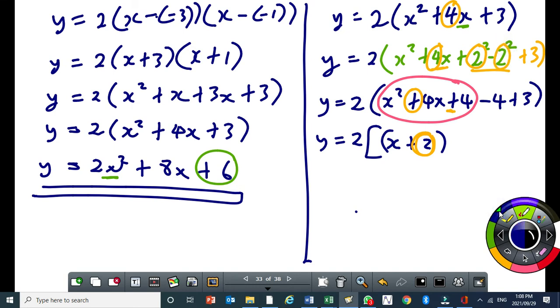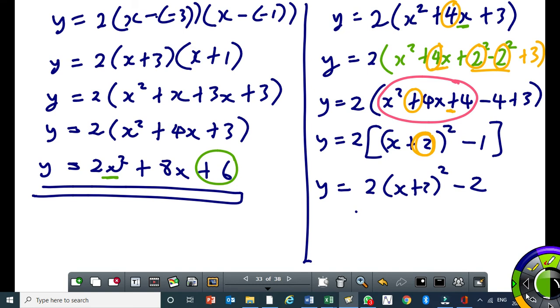Are you following that? Then you square this. Then minus 4 plus 3 will give me minus 1. Right? I'm not done. I need to remove the square bracket. So if I remove the square bracket, you get 2 times x plus 2 squared minus 1. So this is now the turning point form.